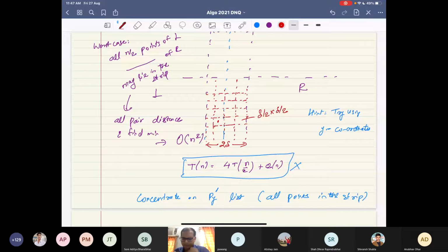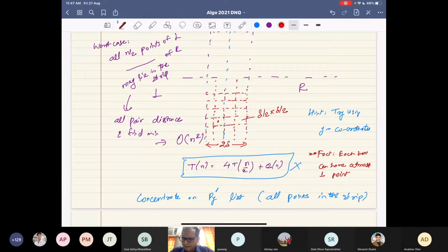Now what can I say? Sir, each box can have at most 1 point. Very good. One of the facts is that each box can have at most 1 point. Anybody has a problem with this? Very important. Can you repeat why? Sir, we can have more than 2. So that's what we are arguing. It cannot have more than 1. Think about it.